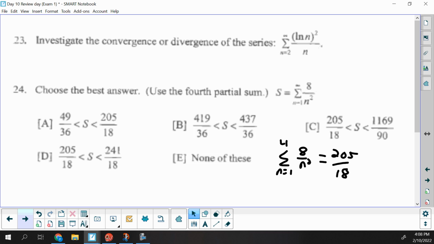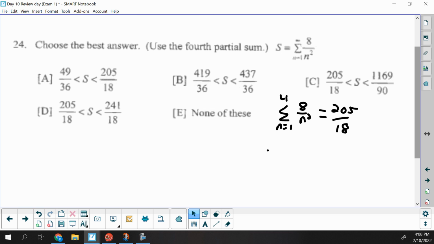Well, we are guaranteed that the fourth partial sum is less than the infinite sum. So far what we know is 205 over 18 is definitely less than our infinite sum, because the infinite sum is definitely going to add on more terms than that. Well, what we've got to figure out is what's our upper bound? What should be on that high end that we know the infinite sum doesn't go beyond?